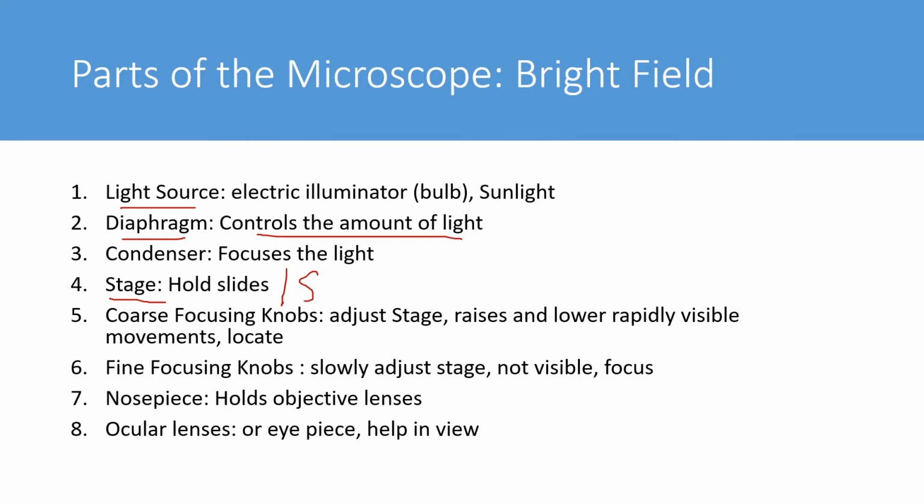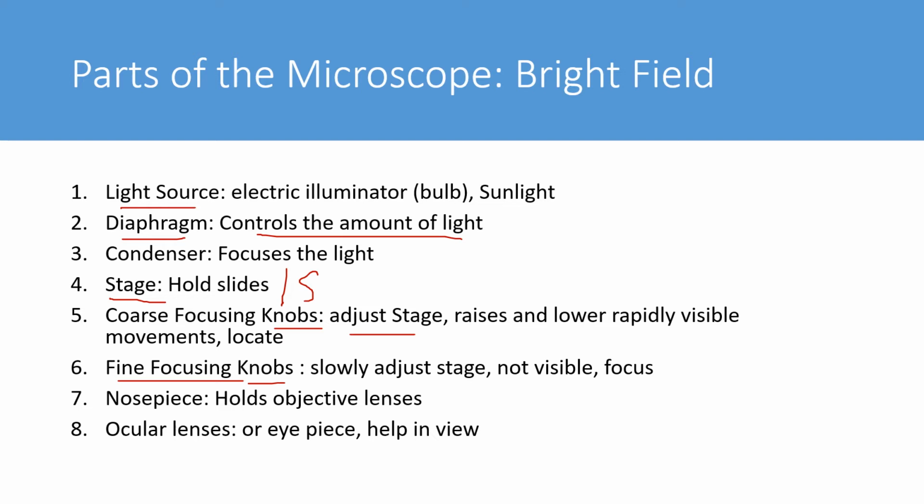Now there are some knobs. These knobs help us. They could be coarse focusing knobs or fine focusing knobs. These knobs help us in adjusting the stage. There's a distance between the stage that holds the slide and the objective lens. So at what distance should the objective lens work with respect to the stage? We use these knobs.